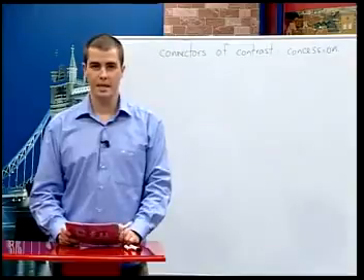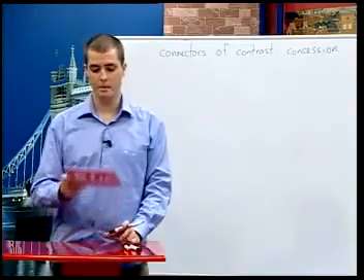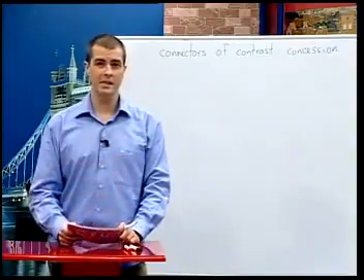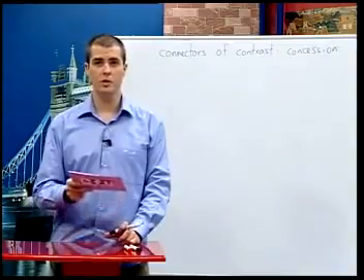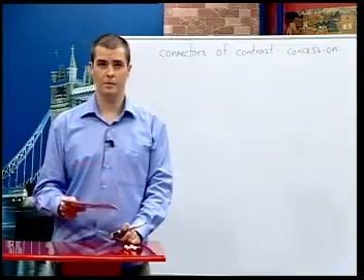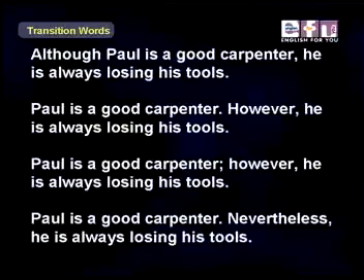Although can begin a sentence or come in the middle. When it begins a sentence, a comma is used after the clause. However and nevertheless usually begin a second sentence. They are followed by a comma. Both clauses can be in the same sentence, as in sentence number 3 of the examples. When this happens, the first clause ends with a semicolon.